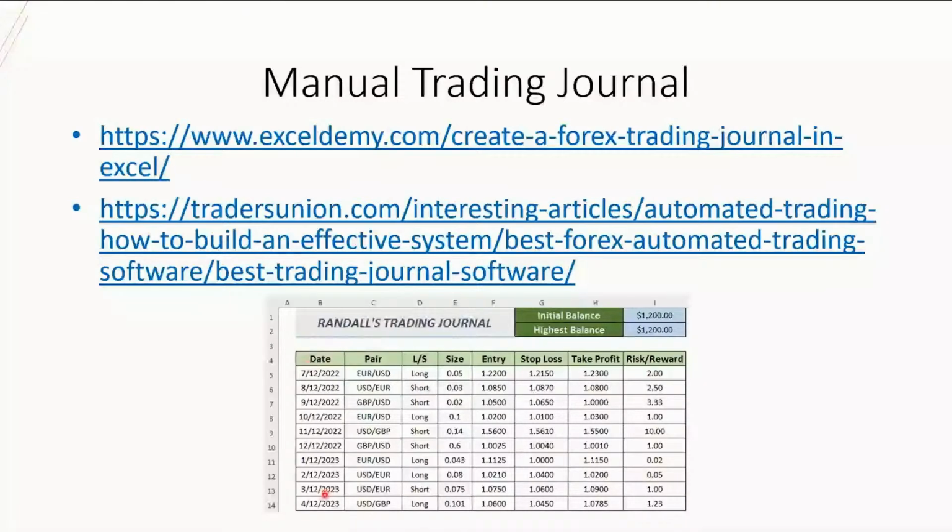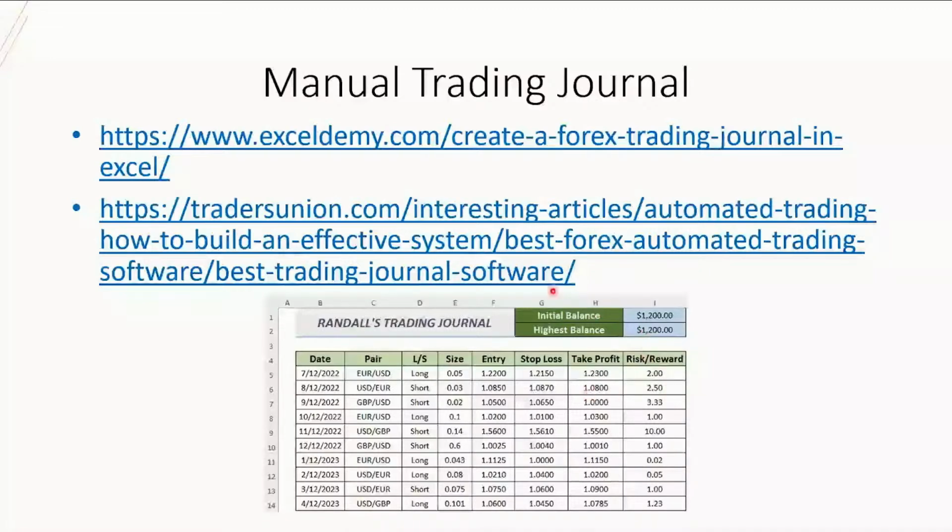So of course we'd have the date. He doesn't have the time here, but you can include a column for time. You would indicate the pair. In this example, you just have all currencies. Then LS is whether you're long or short. Size is, of course, your position size, whether it's standard lot, mini, micro, and how many, right? And how many contracts you're running. And of course, you have your entry, your stop loss levels, your potential take profit levels, and of course your risk reward ratio as well.